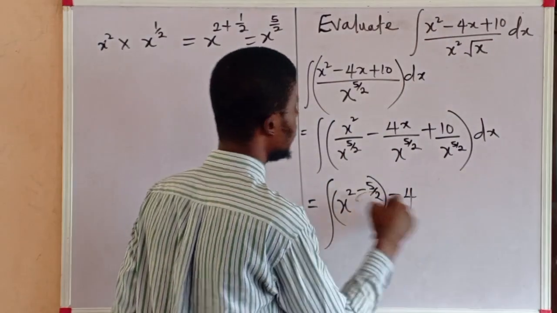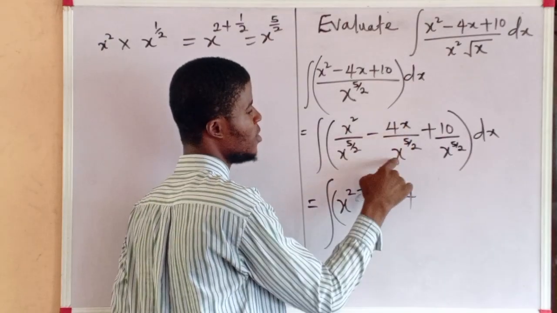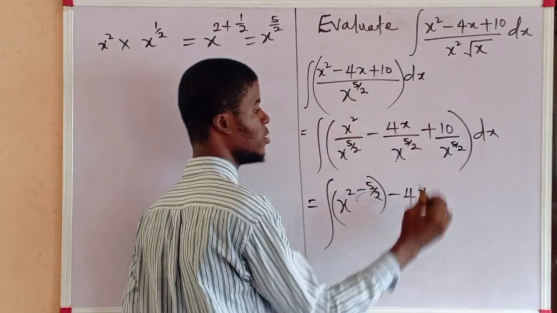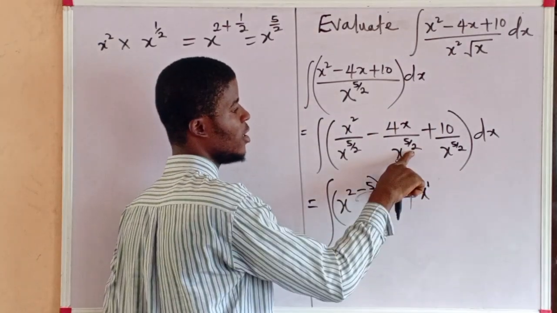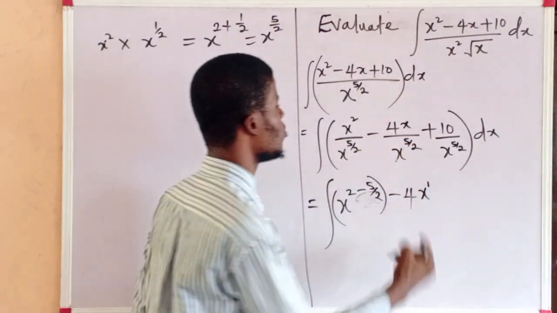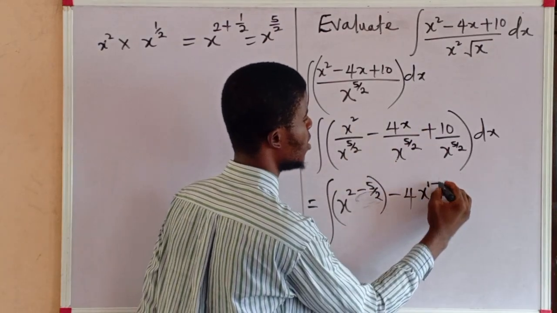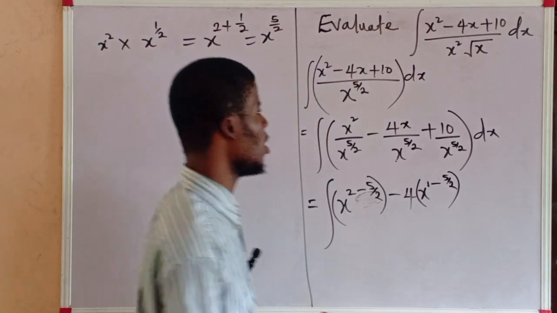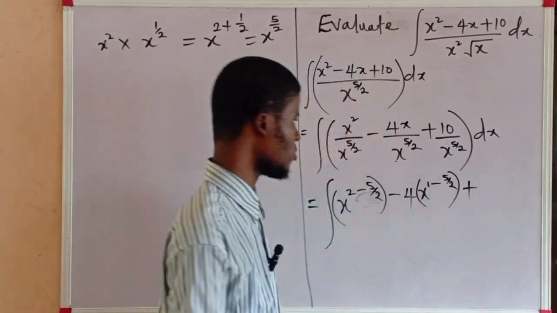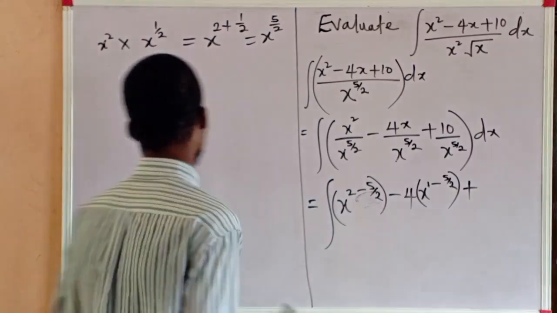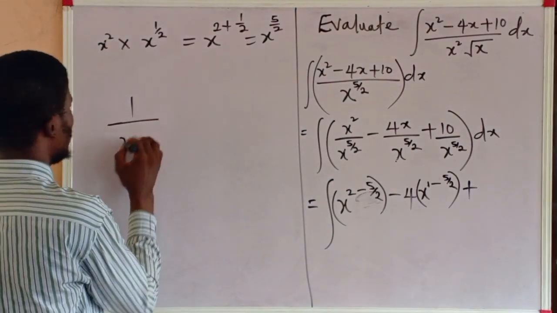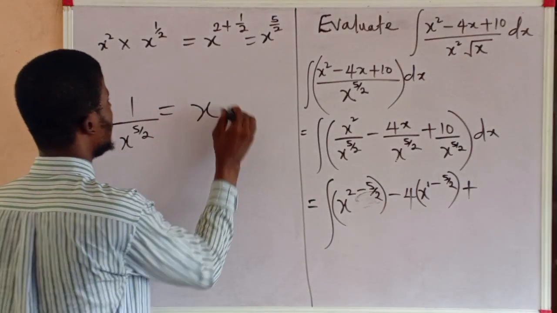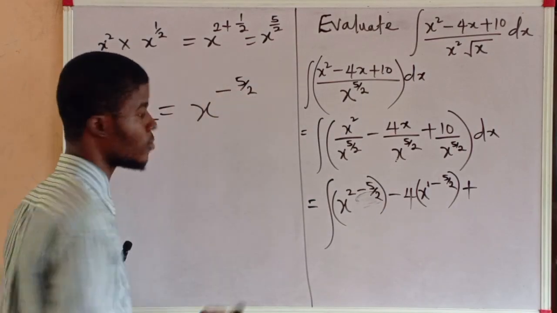Then I have minus 4. The x, they have the same base. So I have x here to the power of 1, and here it is to the power of 5/2. So since I am dividing, I will subtract 5/2. Okay, let me put it this way. Now for this, I can simply do one thing. This is 1 all over x^(5/2). Okay, it is equivalent to x^(-5/2).